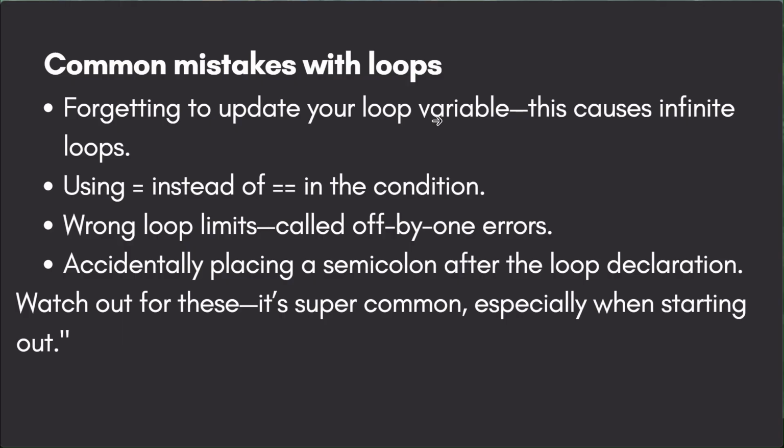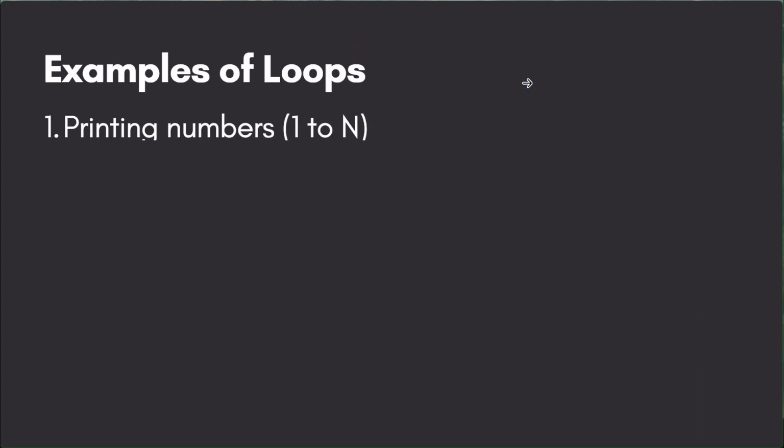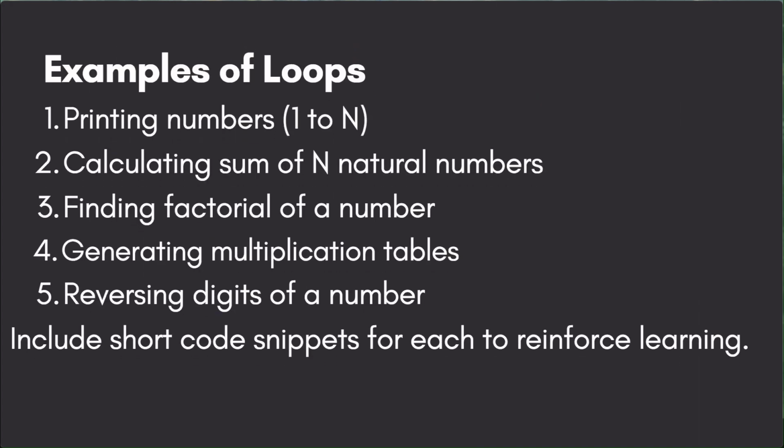A few tips: use the for loop when you know how many times to repeat the code. Use a while loop when the number of repetitions depends on something. Always try running your code once or twice to test cases. And here are a few examples of loops: printing numbers, calculating the sum of n natural numbers, finding the factorial of a number, generating multiplication tables, reversing the digits of a number.